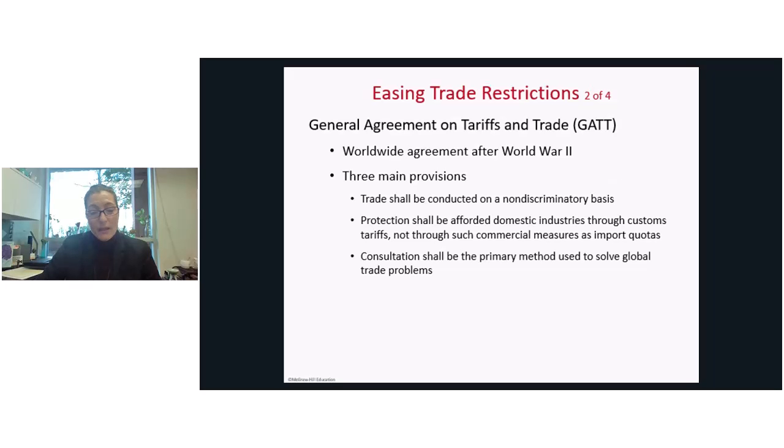Now, the GATT agreement came into play after World War II, and that has three main provisions. Trade will be conducted on a non-discriminatory basis. Protection shall be afforded domestic industries through custom tariffs, not through commercial measures such as import quotas, and consultation shall be a primary method used to solve global trade issues.